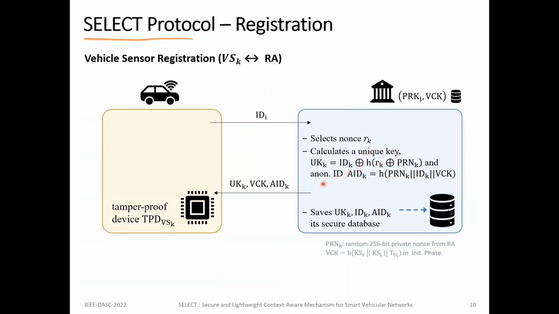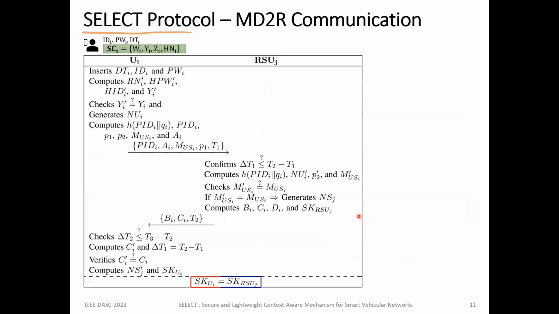one nonce, and then it generates one unique key as like this and the anonymous identity as like this, and finally it transmits the unique key VCK and AID to the vehicle, and this data will be installed in this TPD. At the same time, the registration authority saves this UKK, IDK, and AIDK in its secure database.